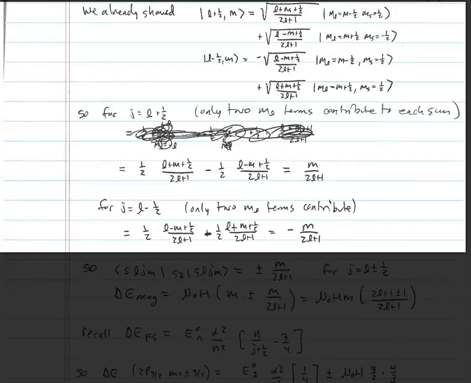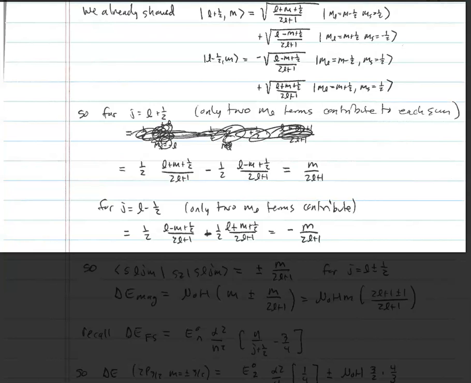Now we do the same thing with j equals L minus a half. We'll get a half, and then we have to square that first guy. That'll be L minus m plus a half over 2L plus 1. And we get a minus 1/2 times that L plus m plus a half over 2L plus 1. When we add those two guys together, this time we get a minus m over 2L plus 1. Okay, that's it. We got those expectation values.